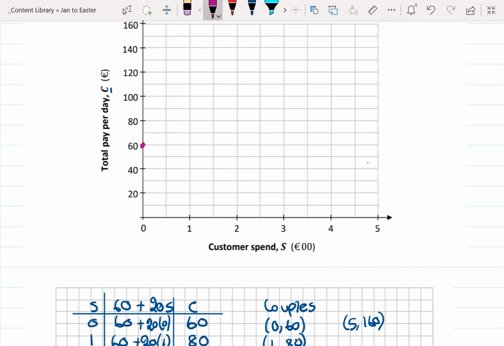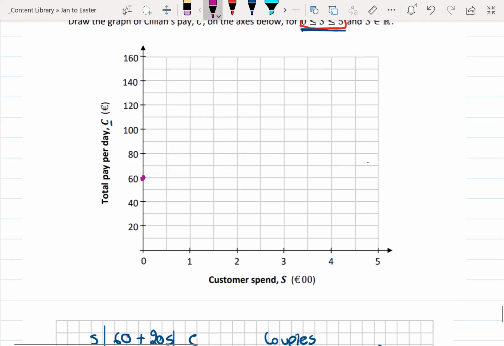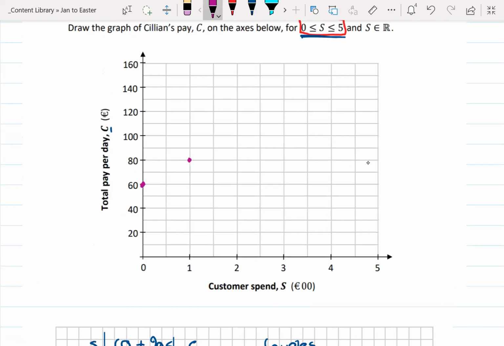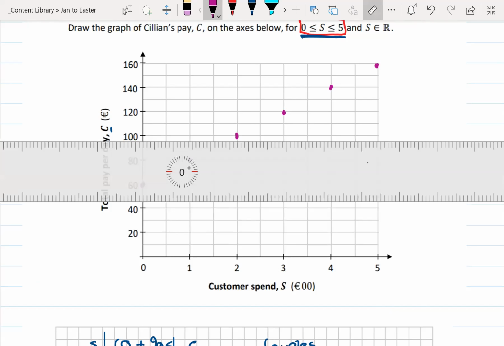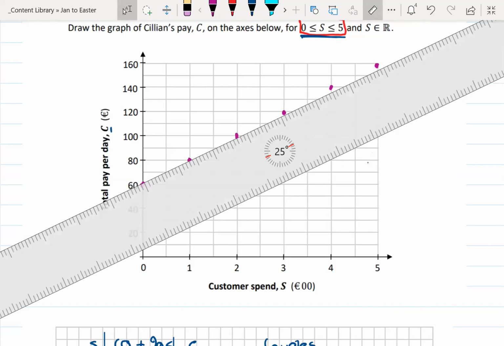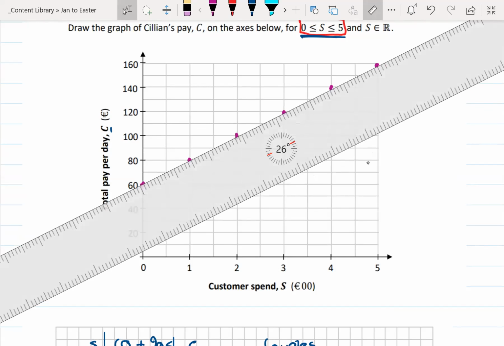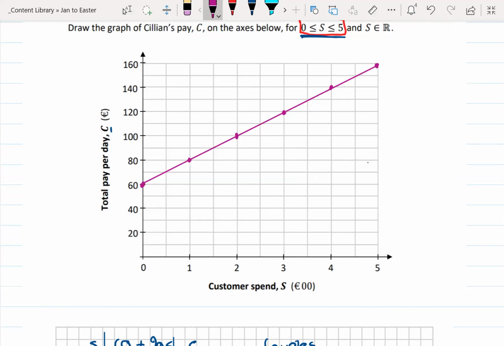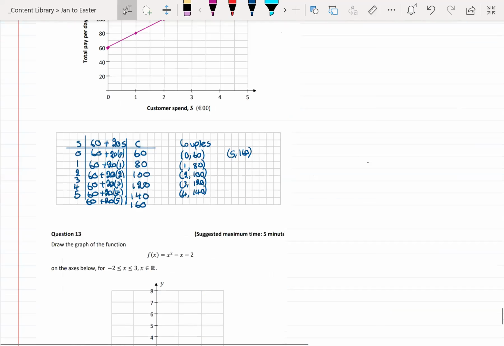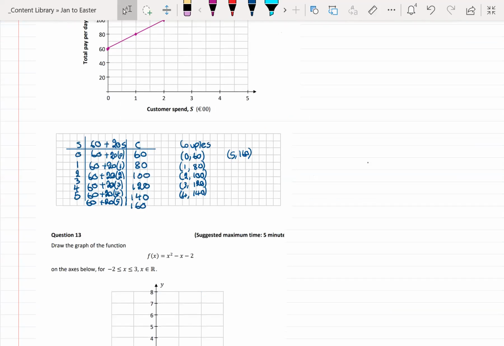Pop all those into the graph up here. So 0, 60 is already there. 1, 80, 2, 100, 3, 120, 4, 140, 5, 160. Get our ruler. That should give us a nice straight line. And there we go. That's Killian's graph. Now I have no questions on that, and that is question number 11.